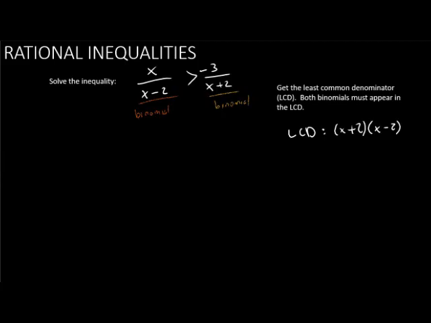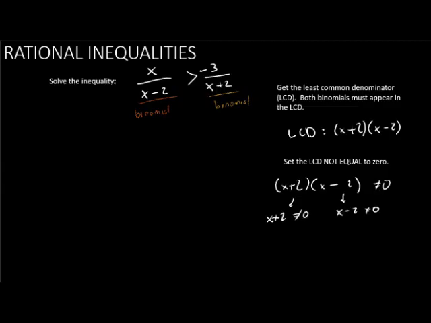Before we go any further, let's also find the restricted values for this rational inequality. To find the restricted values, we'll set our LCD not equal to 0. This is because of our domain rules for fractions. We are not allowed to divide by 0, therefore our LCD may not be 0. We'll say x plus 2 times x minus 2 is not equal to 0. We'll split this into pieces and set each piece not equal to 0.